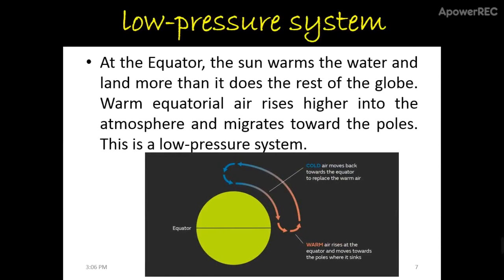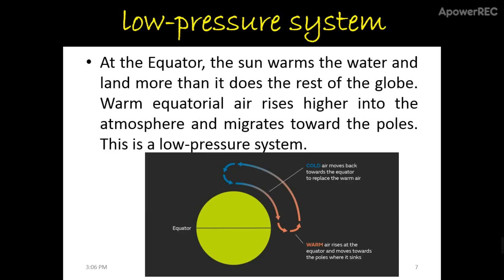Now let's see low pressure systems and high pressure systems. As you can observe from this figure, at the equator the sun warms the water and the land more than it does the rest of the globe. Warm equatorial air rises higher into the atmosphere and migrates toward the poles. This is called a low pressure system.